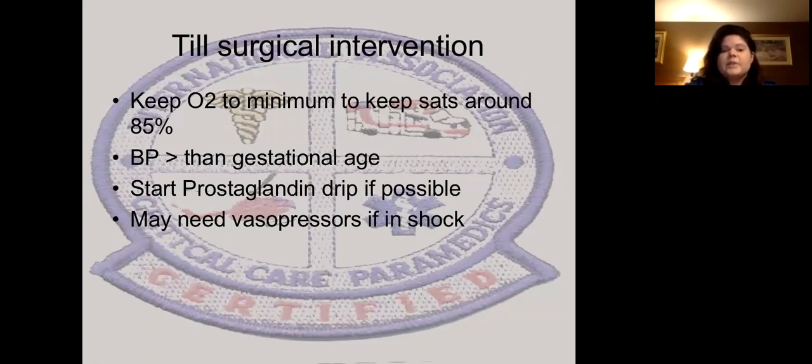You're going to want to keep their BP up. Start prostaglandin drip if possible. They may need vasopressors if in shock. And typically, these are really, really little guys. So a lot of times if the hospital has their own transport crew, they'll send them or people like the kangaroo crew. We don't see a lot of these. These are very young, and you have to catch it super early.